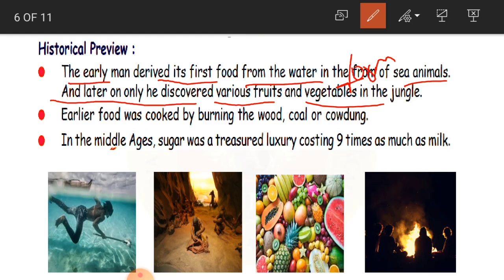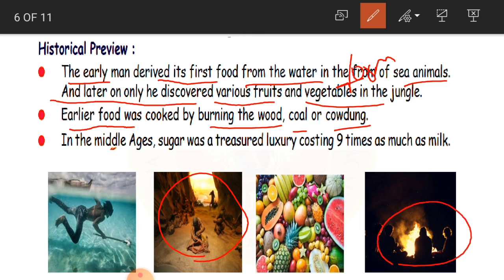Okay. And earlier food was cooked by burning the wood, coal and cow dung. So earlier how were they cooking? They were cooking, see here. Can you see? These are all the early men eating some non-veg food, I suppose, here in the picture and here. So they were just burning the wood, coal or cow dung and cooking the food.